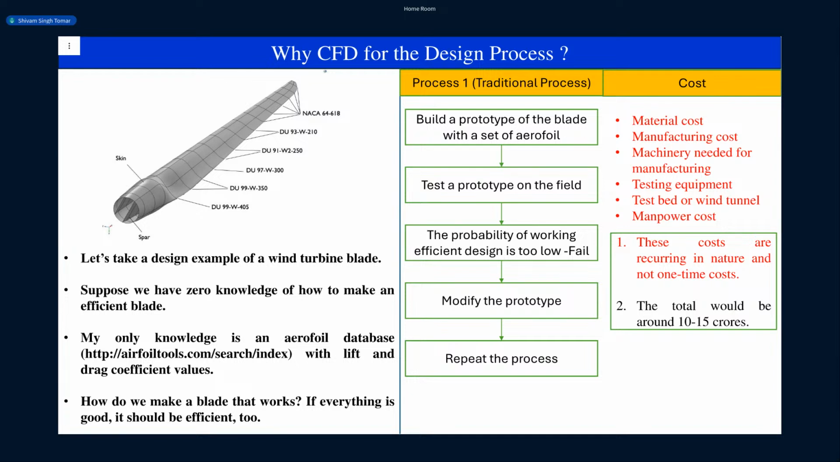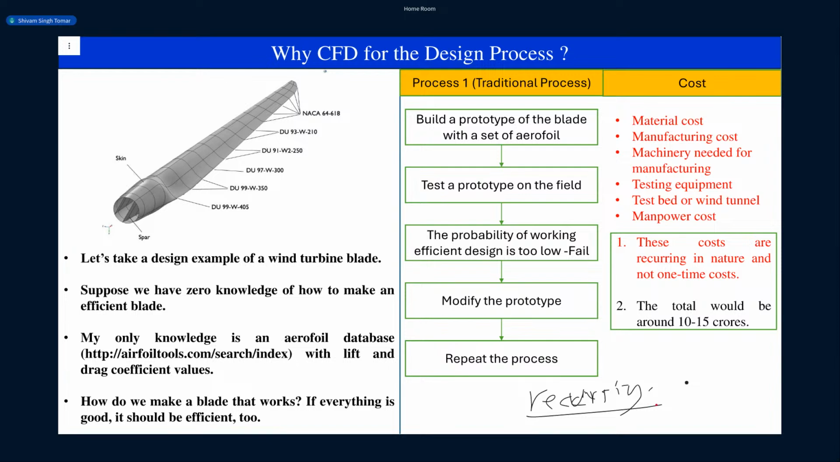Now, if you do all this experimentally, if I show you on the very right side of your screen, there will be the cost incurred with this, right? That will be the material cost, manufacturing cost, the machinery needed for manufacturing, the testing equipment, and then the wind tunnel or a test bed. If you are testing on an actual field, you will need a test bed. Now all these costs will be recurring in nature. So what do I mean by recurring?